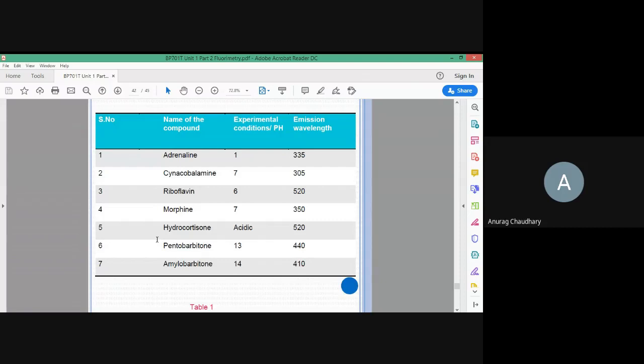Some examples are adrenaline, cyanocobalamin, riboflavin, morphine, hydrocortisone, phenobarbital, amylobarbital.